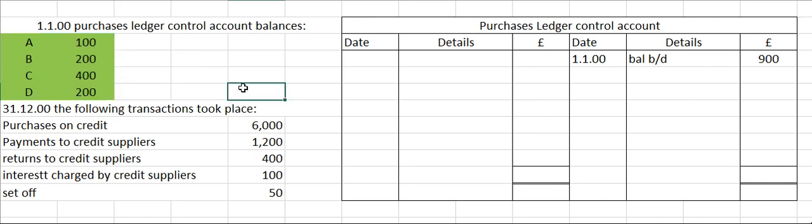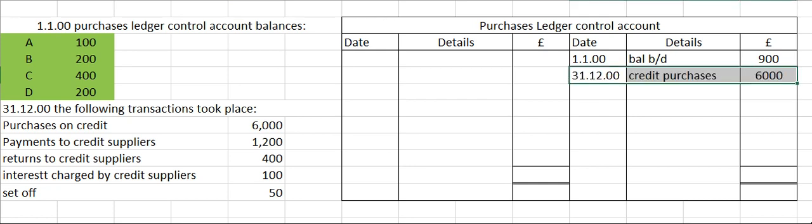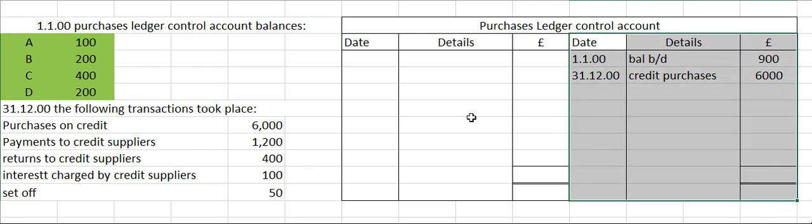Now it's time to enter the details into the purchaser's ledger control account which took place during the year ended 31st/12/2000. The first transaction is purchases on credit, 6,000. The purchases account will be debited, whereas you credit the purchaser's ledger control account. So you write the end of year date along with the opposite account's name, which is credit purchases, along with the amount. Let me color code all the credit side.